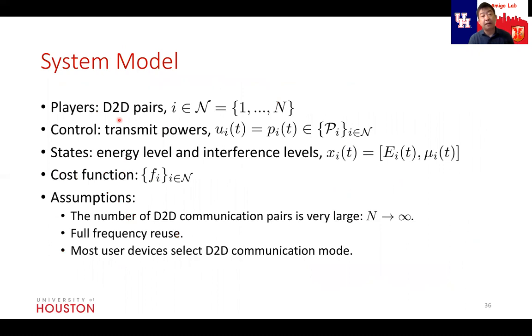So here the players are D2D users, and we have the control for the power transfer. The state is the remaining energy level and also the interference level. Then we define the cost function. The assumption is that the number of users is increased, so we can use the mean field game, with the full frequency reuse, and most users select D2D mode.